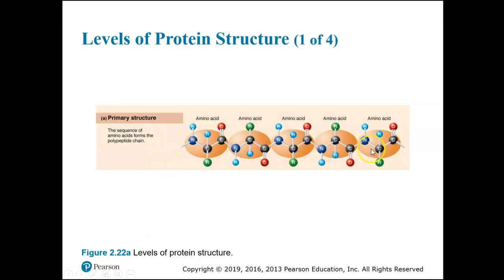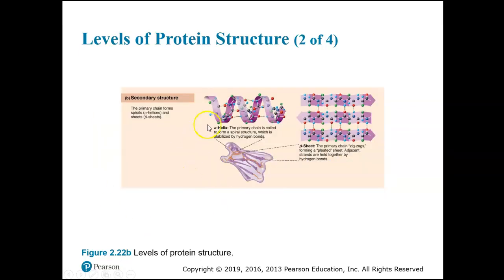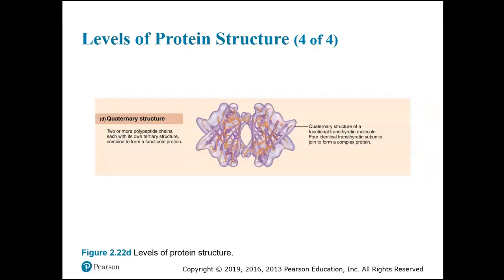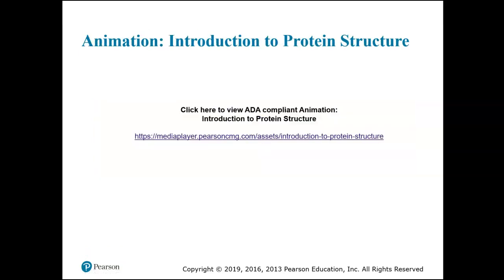We have the chain of amino acids, that's our primary structure. Then we have either the alpha helix or the beta pleated sheet as our secondary structure. Then we have the overall three-dimensional shape of the protein as our tertiary structure. And then two or more tertiary structures chemically combined is the quaternary structure. The animation that explains the 4 levels of protein structure is found in slide 54.